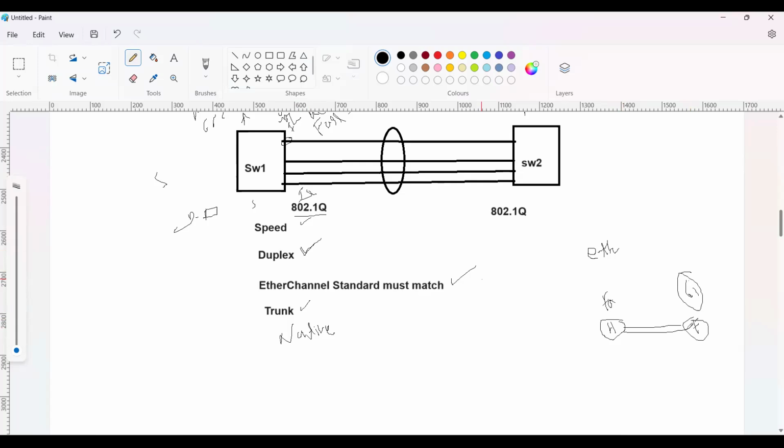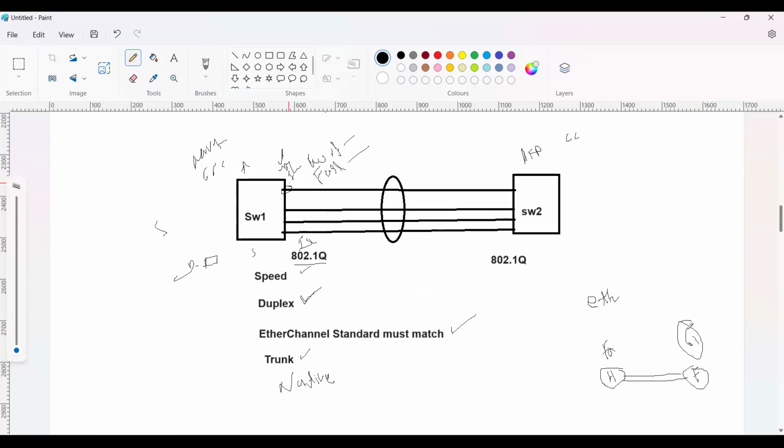By default, every interface has a duplex. In full duplex, it will send and receive information at a time. In half duplex, either it will send or it will receive, but not simultaneously. So the condition is that duplex must match. By default, duplex is set on all interfaces. I will show you that duplex part in the lab.